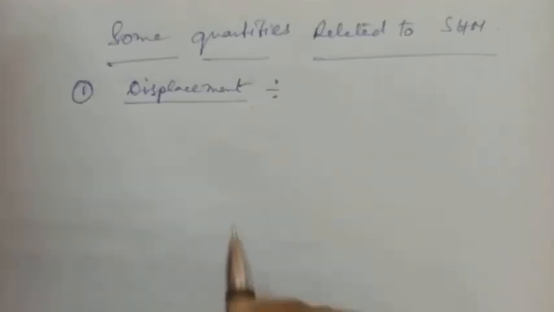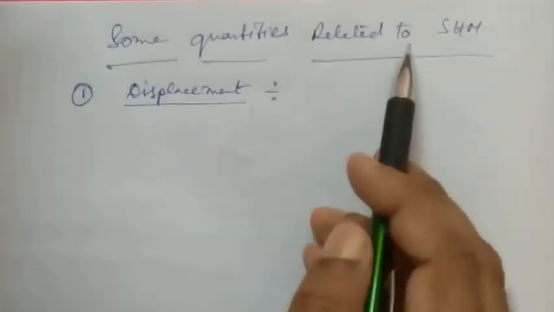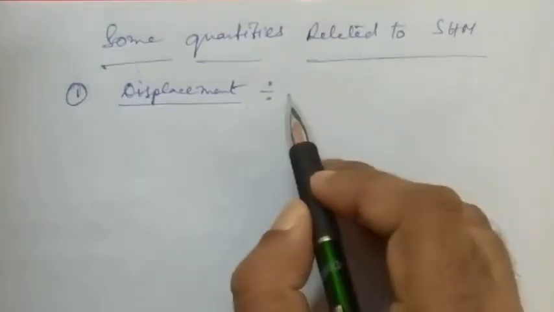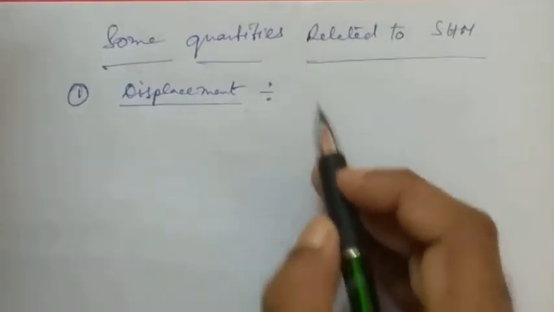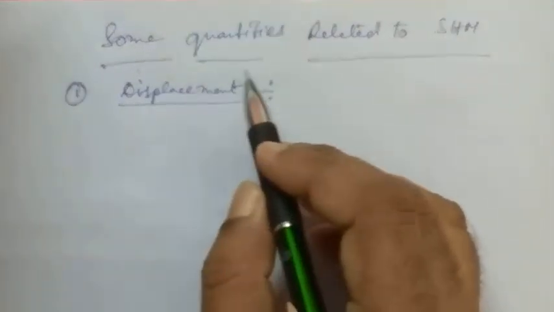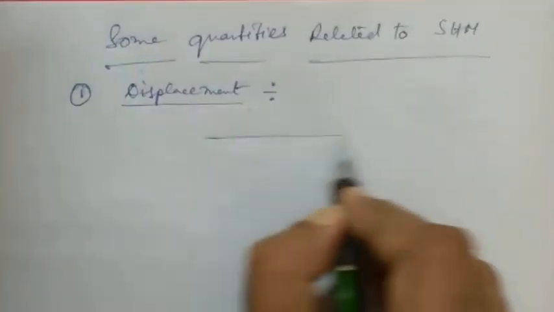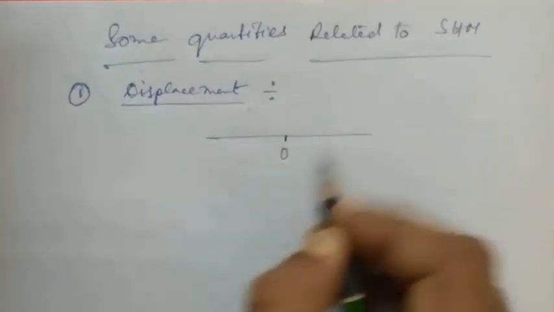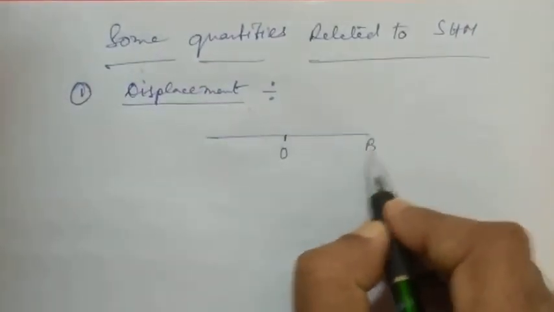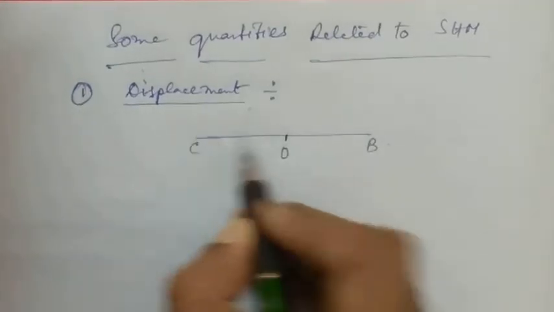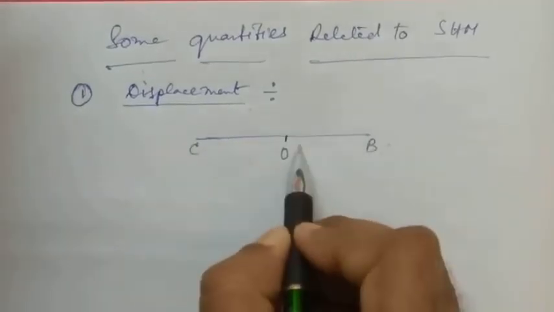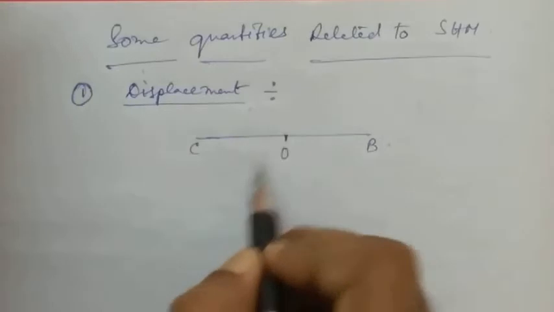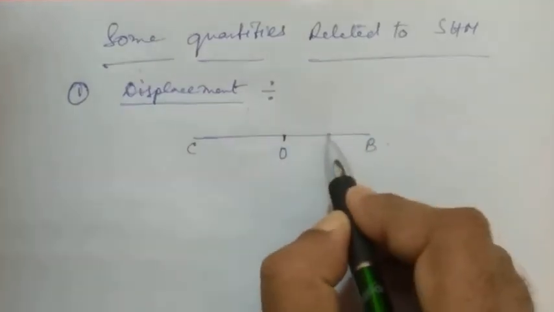Now we are going to discuss some quantities related to SHM. First one is displacement. I have already discussed this point in the previous videos. Suppose this is SHM with the mean position at O, one extreme position at B, and another extreme position at C. So B and C are the extremities and O is the mean position. Then the particle starts from a point, suppose D.